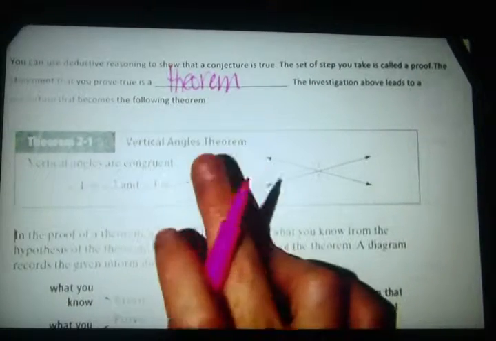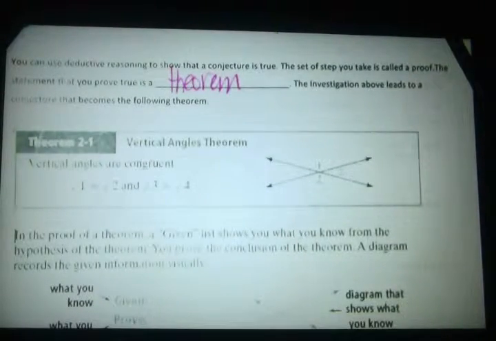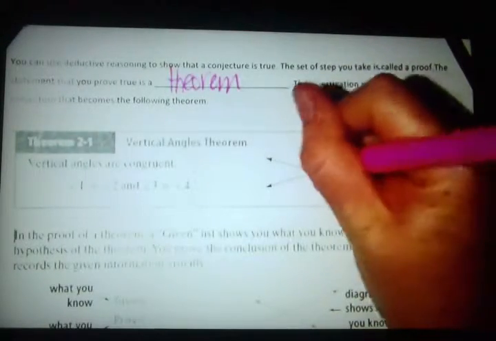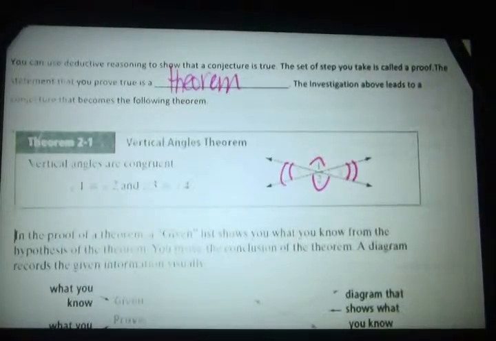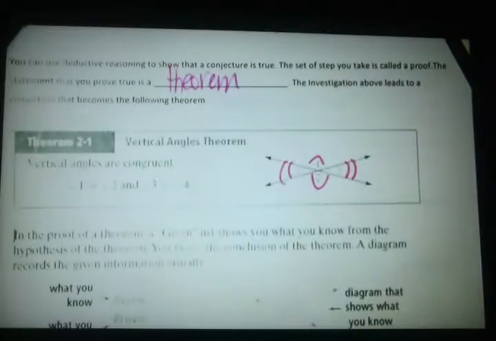Vertical angles theorem. Here it is. All vertical angles are congruent. Angle 1 is congruent to angle 2, angle 3 is congruent to angle 4. We just figured that out. So from now on, you can use that as a theorem. You don't have to prove it. You don't have to add these angles up or anything. You can just say it: vertical angles are congruent. Okay?